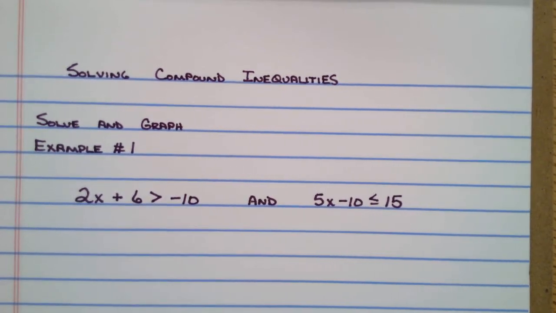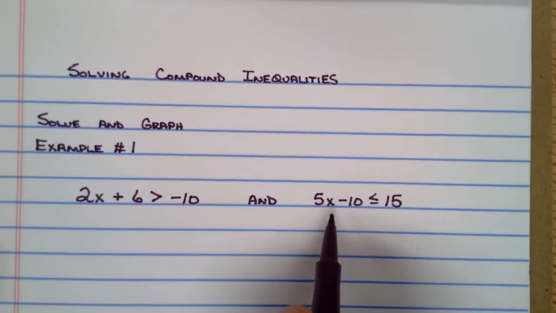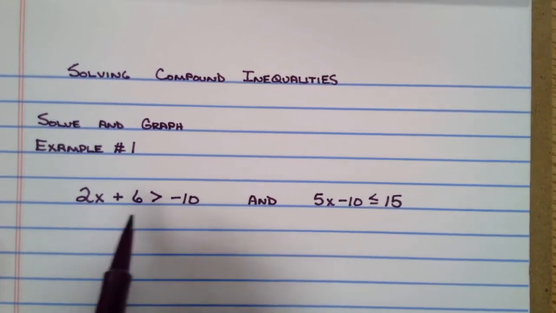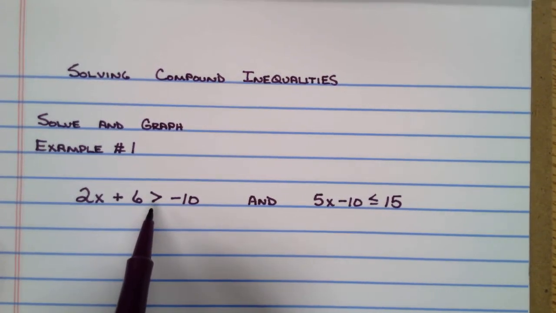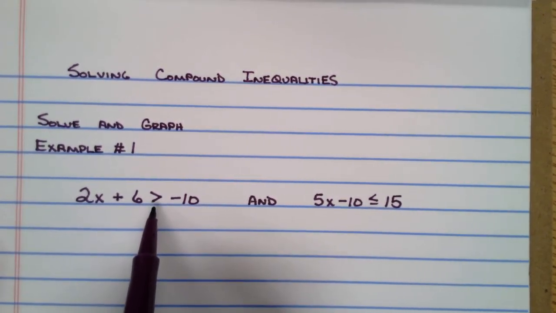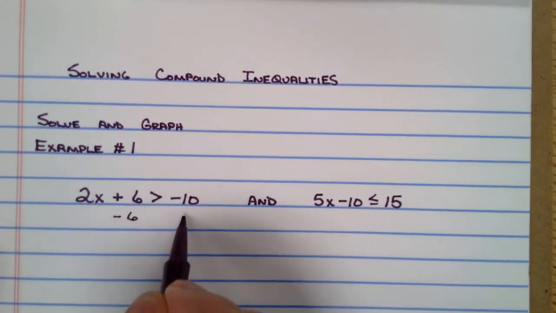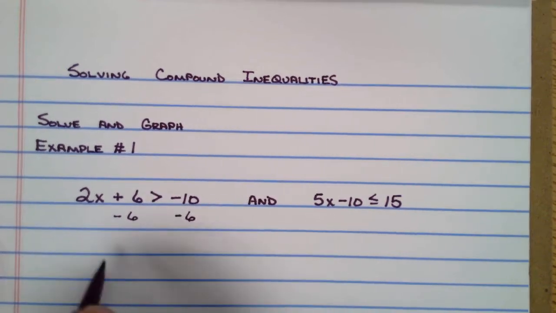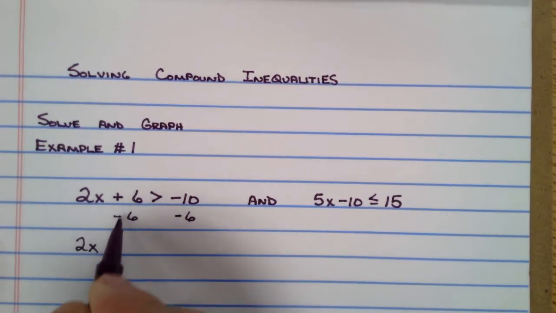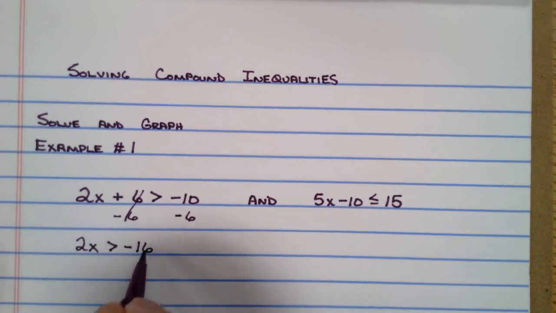So what we need to do is solve each one of these inequalities and then graph it. I'm going to solve this inequality just like I would an equation or any inequality. Remember the rule about solving inequalities: if I multiply or divide by a negative number, this inequality symbol switches around. The first thing I need to undo is adding 6. That means I'm going to subtract 6 from both sides. 2x, this cancels out. Bring down my inequality symbol. Negative 10 and negative 6 give me negative 16.